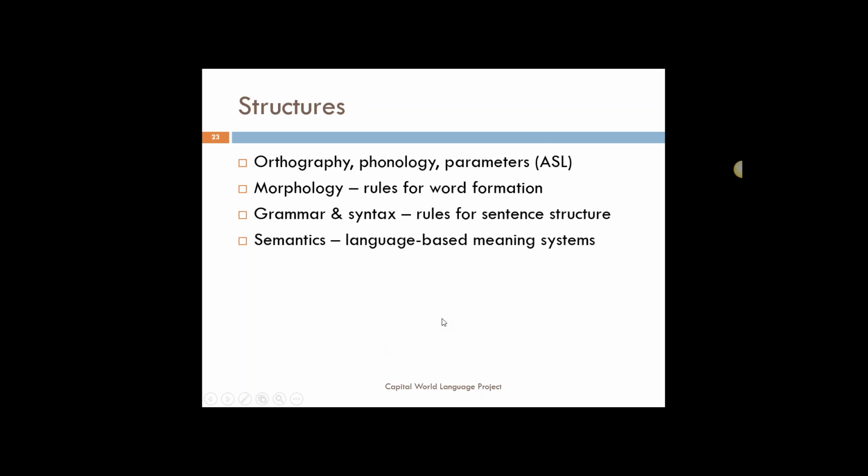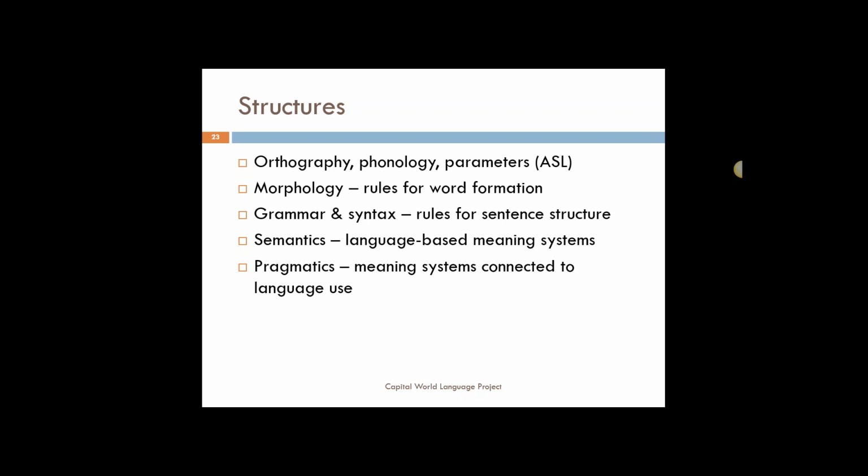Semantics, which are meaning systems that are language-based, and then pragmatics, and this is where we always defer to Dr. Brown because she's our resident linguistics master. But this is meaning systems that are connected to how you use the language, okay, as opposed to what the words are. One of the examples we always like to use is the mother talking to Johnny and saying, Johnny, whose turn is it to take the garbage out?